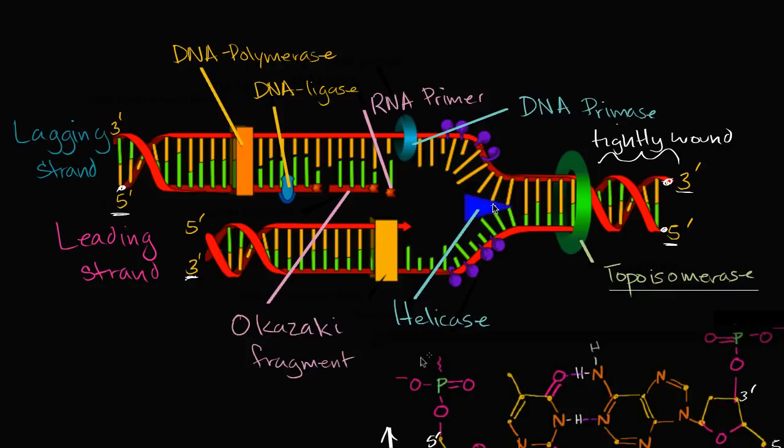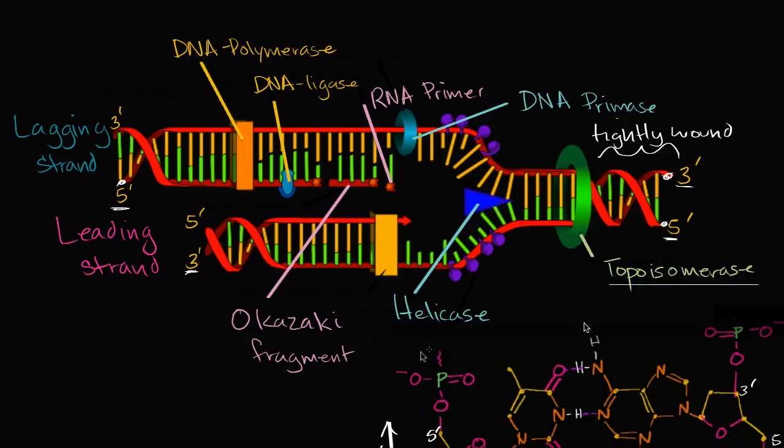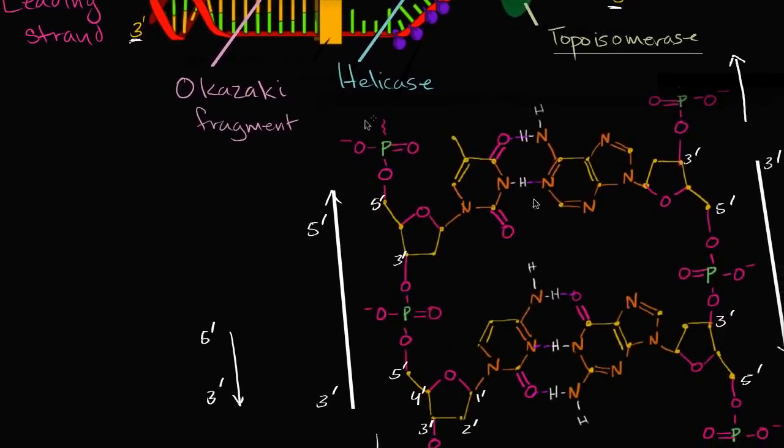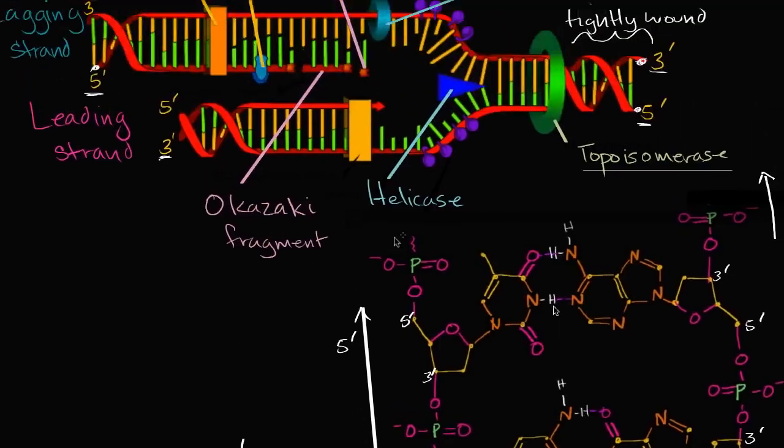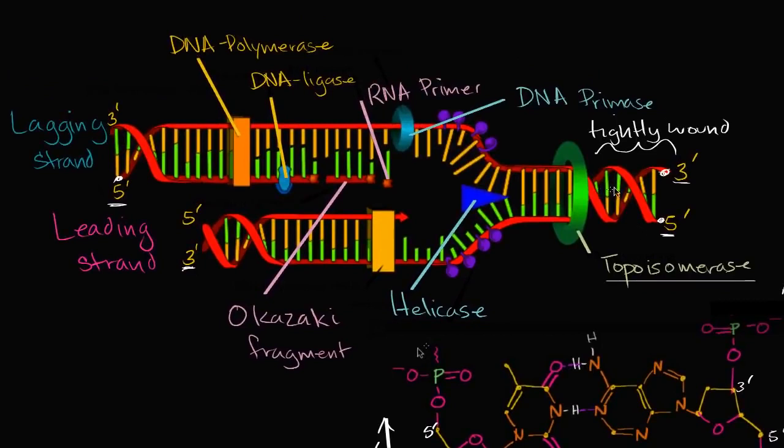But what helicase is doing is it's breaking those hydrogen bonds between our nitrogenous bases. In this case, this is an adenine here, this is a thymine. It would break that hydrogen bond between these two. So first the topoisomerase unwinds it, then the helicase breaks them up, and then we actually think about these two strands differently.